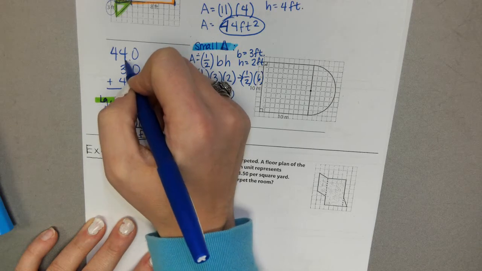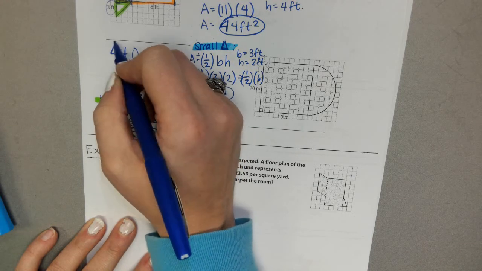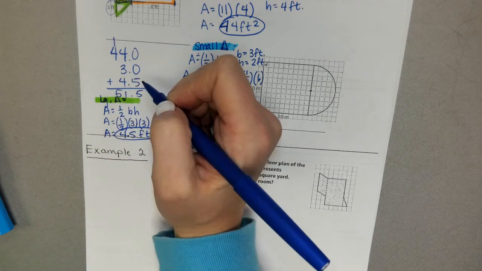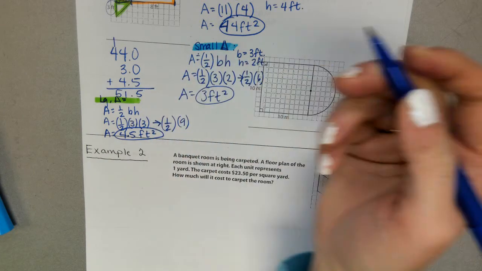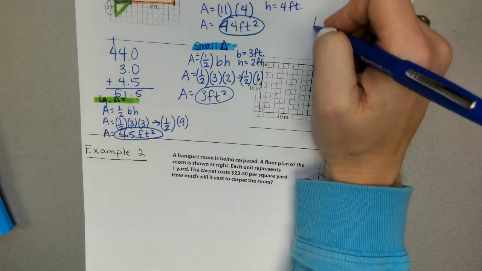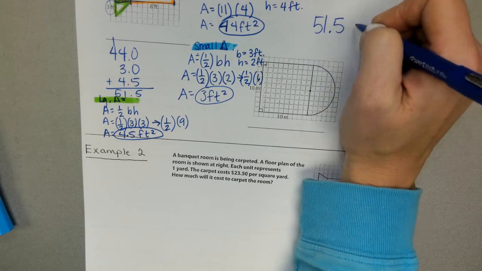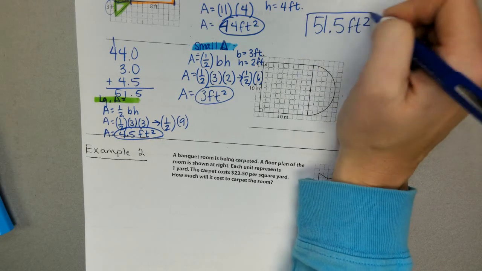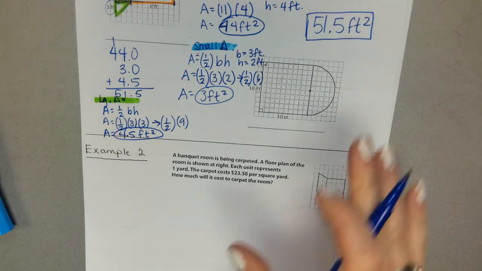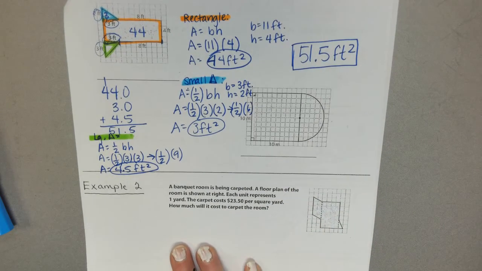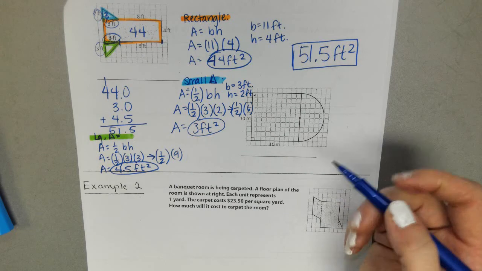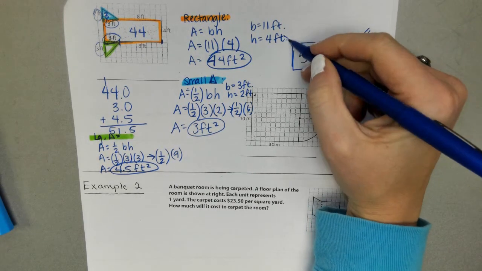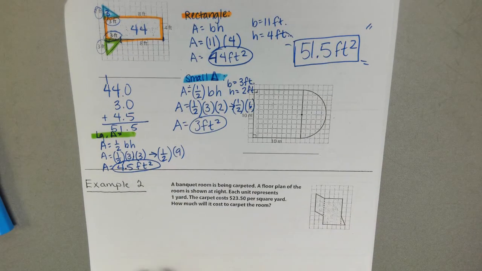We get the area of the whole thing is 51.5 square feet. Area is always a square unit because it's 2 dimensions. Okay? So that's the area of this whole figure over here. Alright?